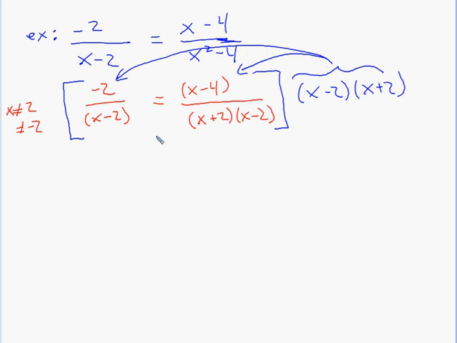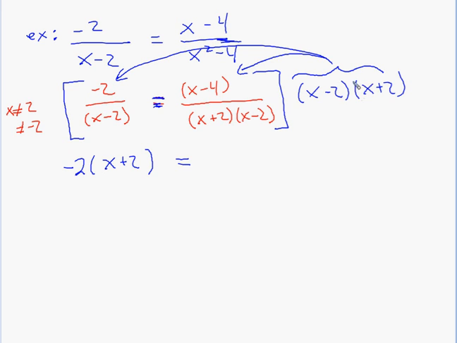So now I think the whole goal of clearing the fraction is to cancel the denominators. In the first fraction, what's going to cancel out? The x minus 2's cancel. So I have negative 2 times which quantity is left? X plus 2. X plus 2, good, equals.